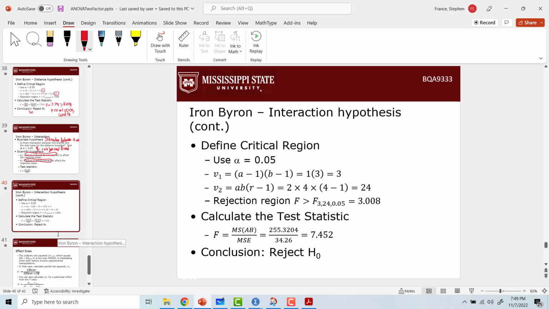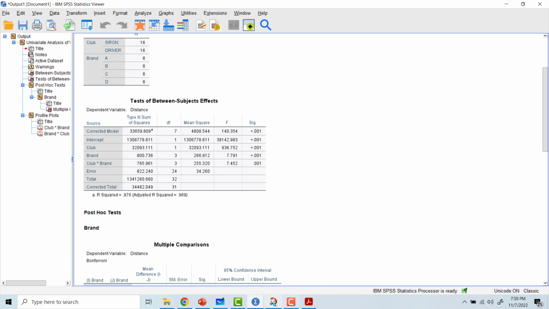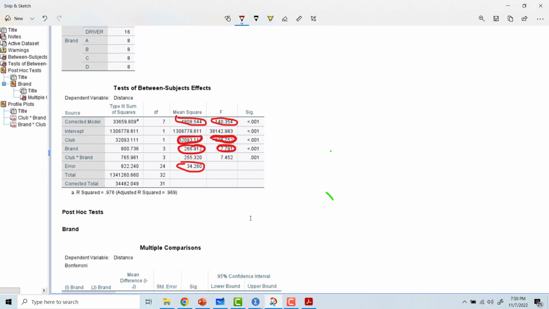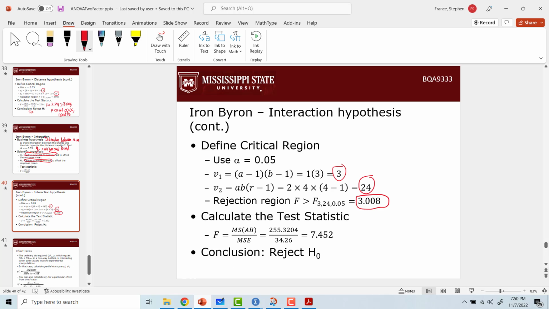And again, exactly the same: (A minus 1) times (B minus 1) is the numerator degrees of freedom, which we did before, was 1 times 3, which is 3. The denominator doesn't change, so it's still 24, the same as the one for factor B. So it's club times brand over the error, 255 over 34 is 7, which is our final thing. And you can see this p-value is around 0.01, so it's actually still less than 0.05 according to SPSS.